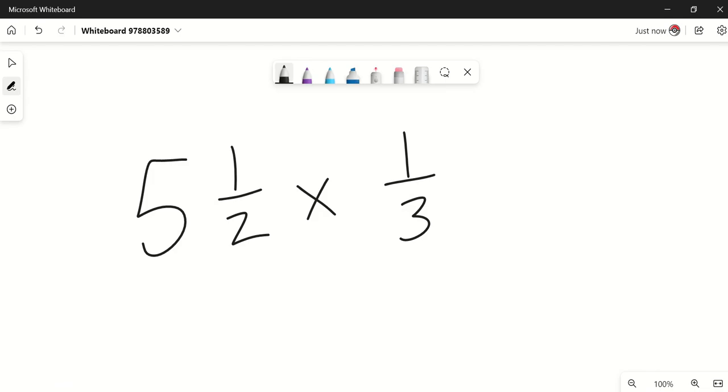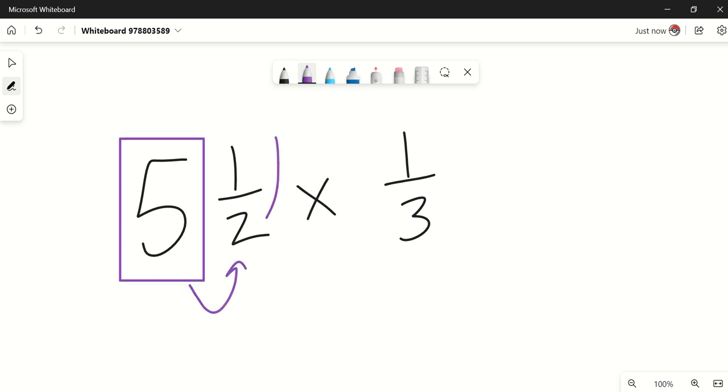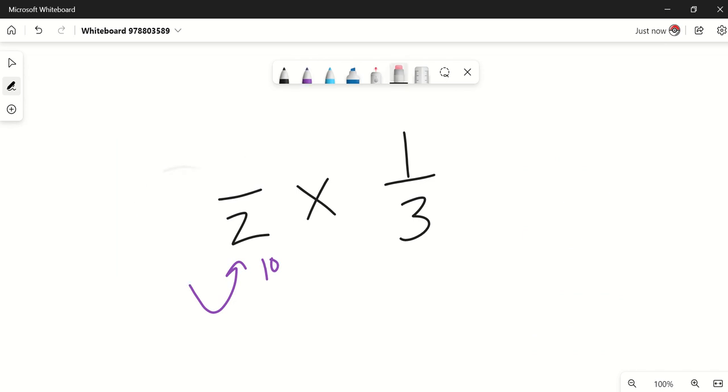The 5 1/2 needs to be converted. Whole number, times denominator, add to numerator. 5 times 2 becomes 10. Add it to the 1. This will become 11/2.